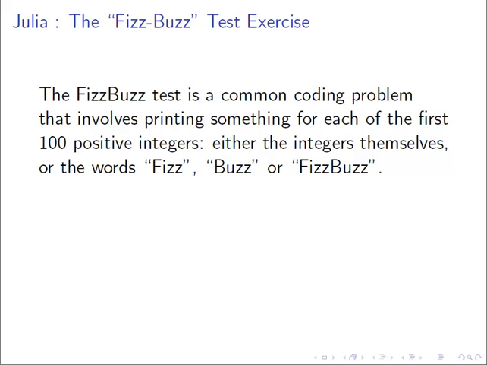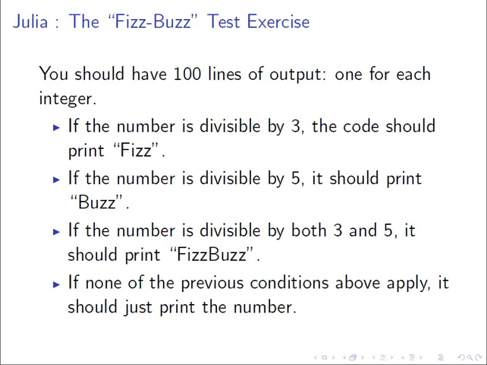And what you have to do is either print out the positive integer, or the words fizz, buzz, or fizzbuzz, depending on certain conditions. And the conditions are as follows. So you should have one of the possible outputs. If the number is divisible by 3, the code should print out fizz. If it's divisible by 5, it should print out buzz. And if it's divisible by both 3 and 5, or actually if it's divisible by 15, it should print fizzbuzz. And if none of those conditions apply, then it just prints the number itself.